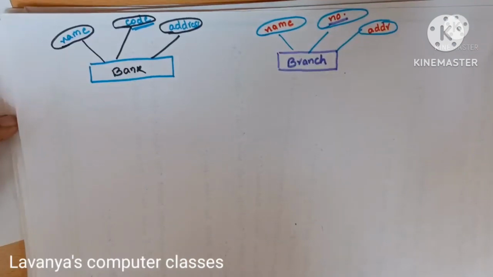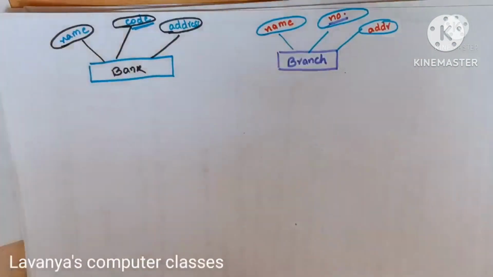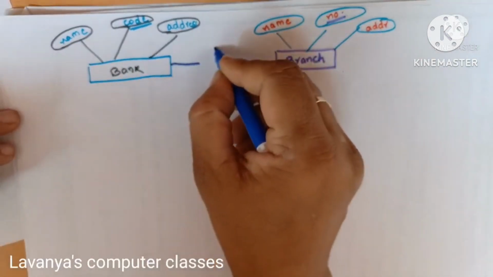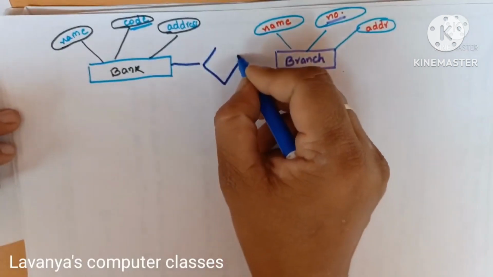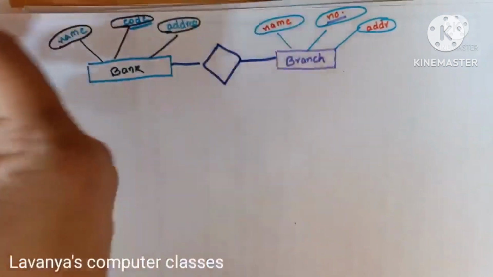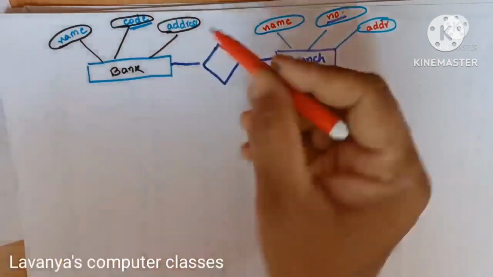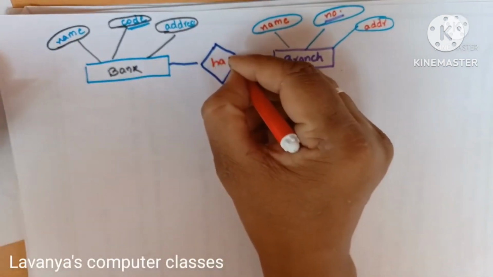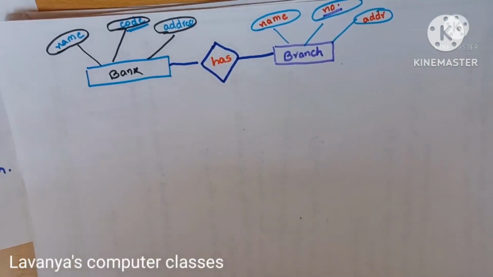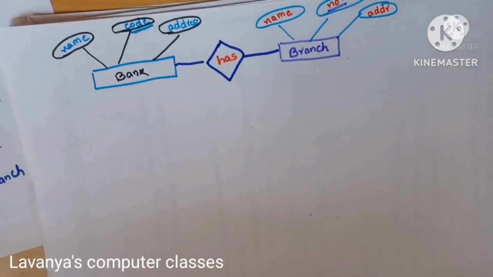So this is the bank. Branch number is the primary key. Now we maintain one relationship between these two. What is the relationship diagram? The relationship diagram is a rectangle box. What is the relationship name? Bank has branch. Bank is one entity set, branch is another entity set, and between these two there is one relationship, that is has.